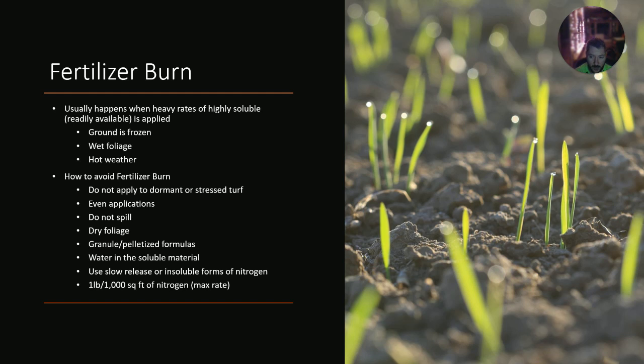And then you want to water in soluble material. So if it is a highly soluble material, make sure that irrigation runs so that way it pushes it down into the ground and off of the actual grass blades. You could also use a slow release or insoluble forms of nitrogen. And again, the max rate that we want to apply at any one time, any one application would be 1 pound per 1,000 square feet.